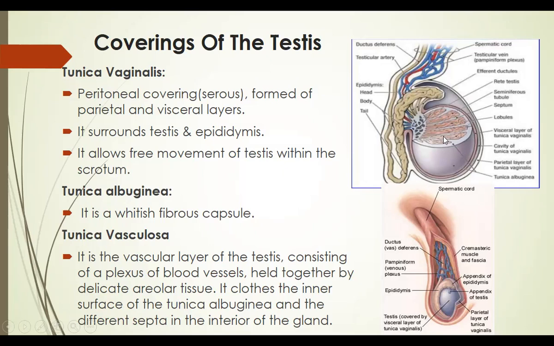So from inside this tunica albuginea, there is an inner thin vascular layer that is called the tunica vasculosa. The tunica vasculosa will line the inner part of the tunica albuginea. So this is a vascular layer. There are three layers: the tunica vaginalis outside, then the tunica albuginea, and the innermost, the tunica vasculosa.